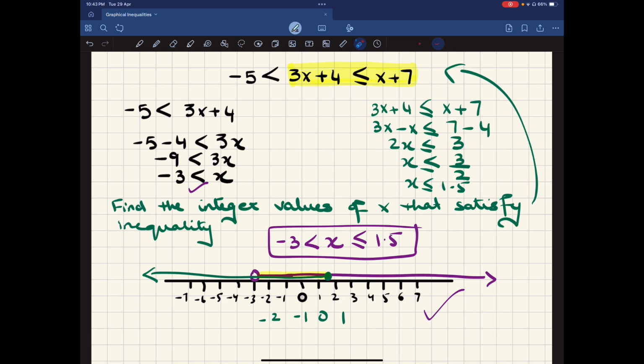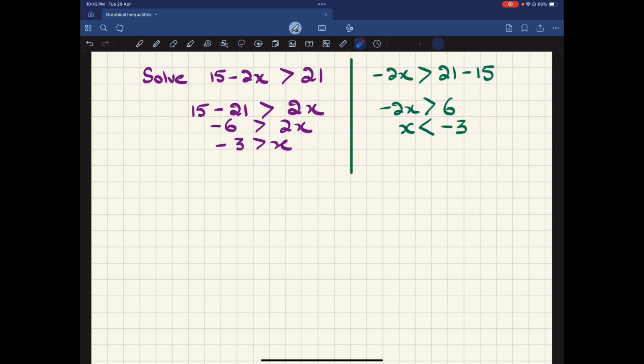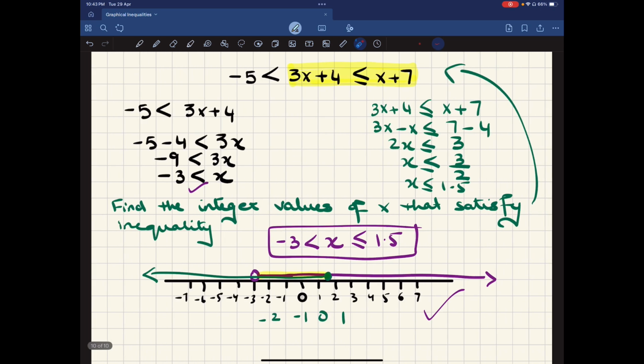Okay? So I don't think you can get a very technical question about solving linear inequalities. They will test some variant of this, okay? So even if you have a double inequality, it's very simple to break it into two and then solve them separately and then combine the answers.